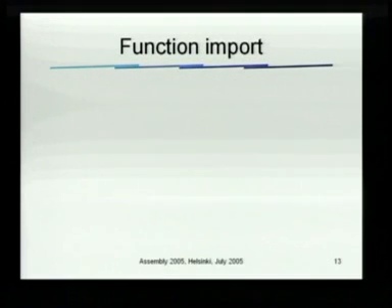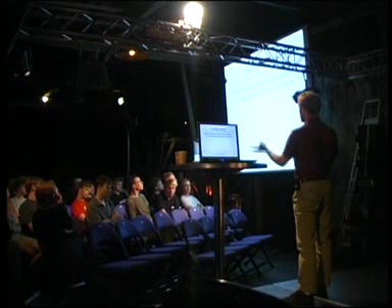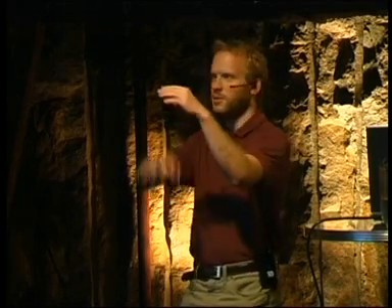So the next thing, which is important for 4Ks, is function import. In every executable file, there's a list of all the functions it uses in all the DLLs. So for instance, if it uses OpenGL, it says that there's the OpenGL32.dll, and from that one it uses all these functions. And these are listed as the names of the functions inside the executable file. So that import table is actually quite big. So the one important thing is to try to get rid of this import table.